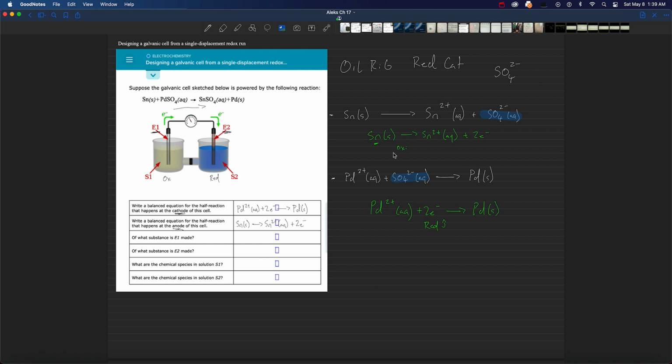And now it's asking what the electrodes E1 and E2 are made out of. Because you know here is the oxidation reaction, what this is going to be made out of is just Sn solid. And what is E2 going to be made out of? Well, you have that here, Pd solid.